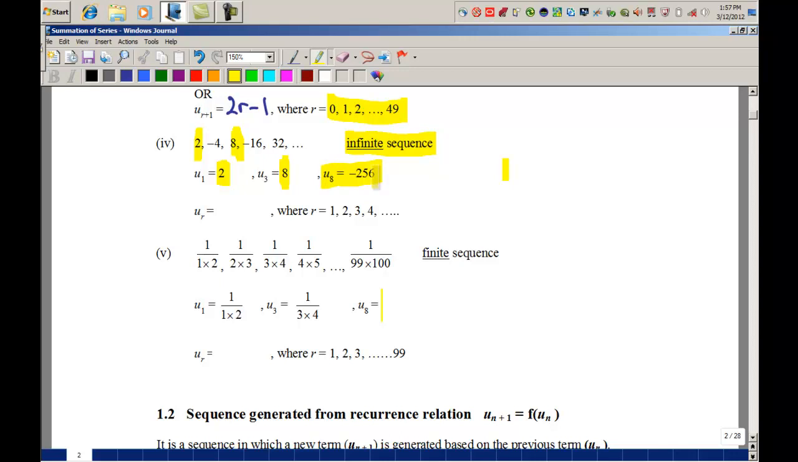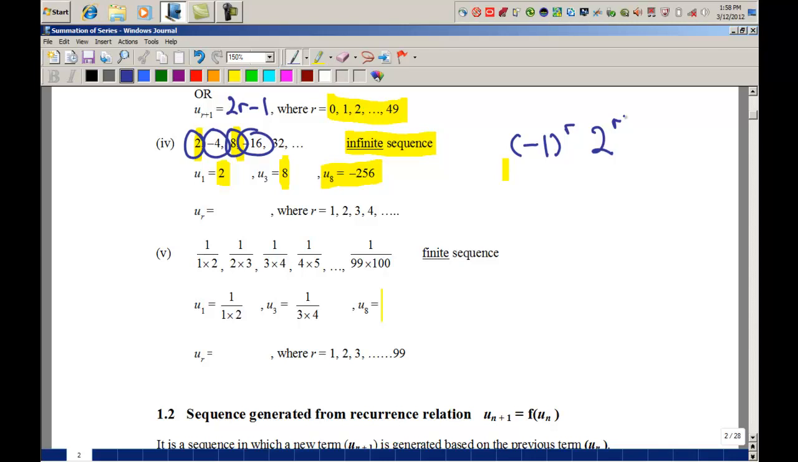To write down the general term, I hope you can see this pattern. The first thing to note is every term has got a different sign from the preceding term. You have plus 2, then you have minus 4, you have plus 8, and minus 16. So the general way to show this change in sign is minus 1 to the power r. And if you notice, the number after the sign is always a power of 2. The first term is 2 to the power 1, the second term is 2 to the power 2, and so on.